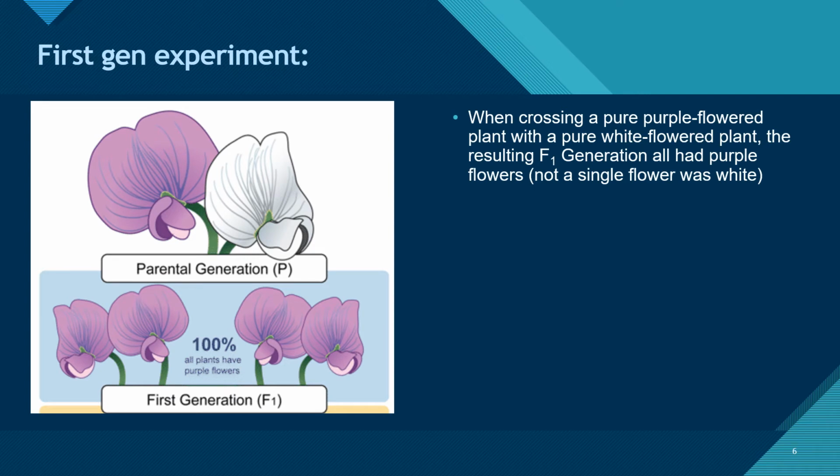So the first generation experiment: Mendel crossed a pure purple flower plant. It is just pure purple. It has nothing else in it but purple. And a pure white plant, nothing else but pure white. The resulting F1 generation had all purple flowers. So remember when I asked you before what you thought it might be when we bred together a purple and a white flower? It turns out all of them were purple. Now there is a reason for this, and we'll get into that later.